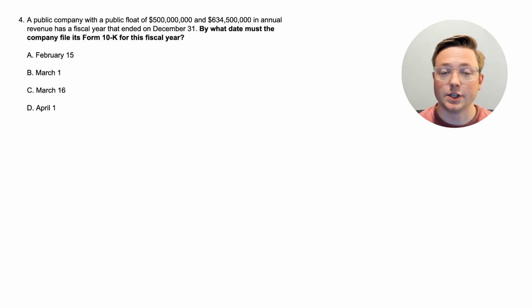All right, here we are at question 4. Similar question, but by what date must the company file its Form 10K for the fiscal year? So now instead of talking about a 10Q, we're talking about a 10K. A public company with a public float of $500 million and $634,500,000 in annual revenue has a fiscal year that ended on December 31st. This should be pretty obvious what kind of an entity or filer this is if you paid attention in question 2. But now we're talking about when they have to file their Form 10K.